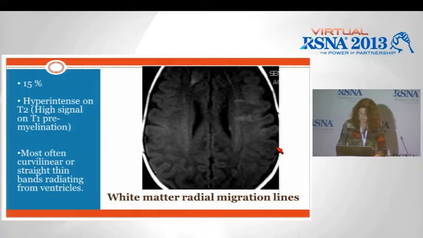White matter lesions may appear on MRI as either curvilinear or straight thin bands radiating from the ventricles. That's what they look like most of the time, about 90%. They can also be wedge-shaped lesions with the apices at the ventricles or tumefactive foci of abnormal intensity.